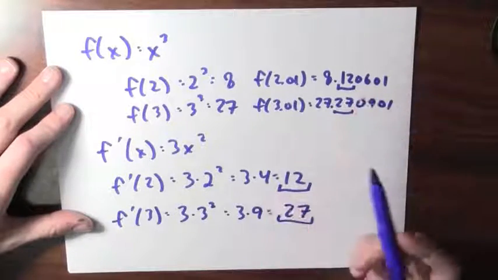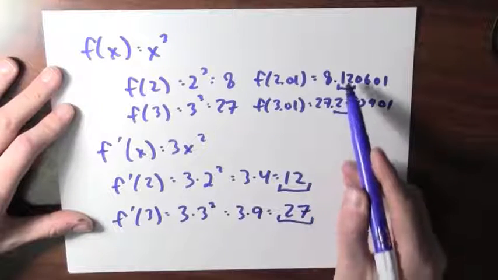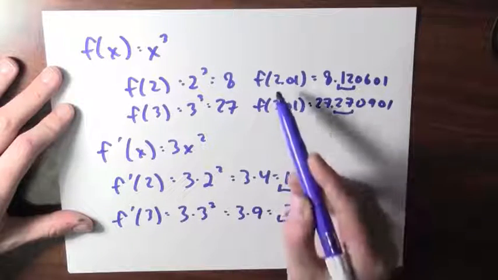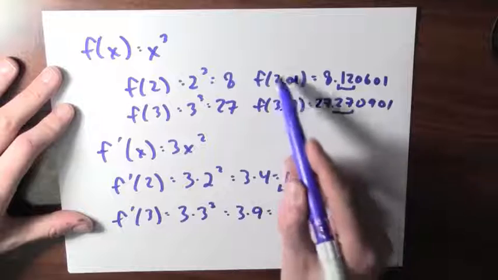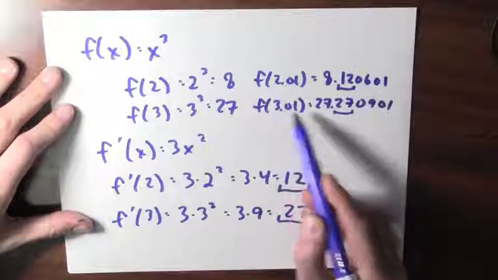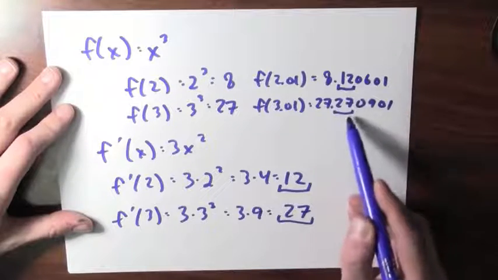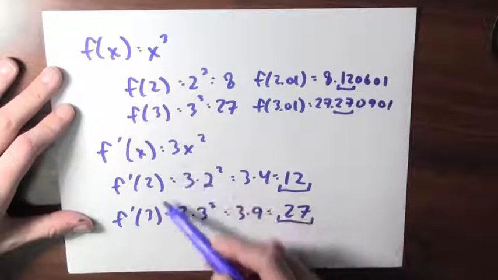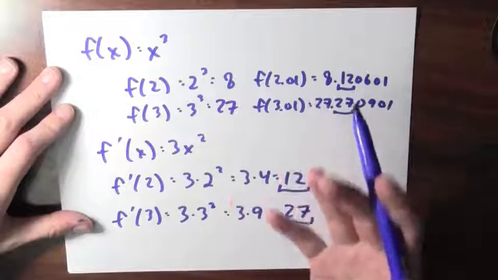Right? The point is just that how much the output is affected depends on where you're wiggling the input. If you're wiggling around 2, the output's affected by about 12 times as much. If you're wiggling around 3, the output's affected by 27 times as much. Right? The derivative isn't constant everywhere. It depends on where you're plugging in.